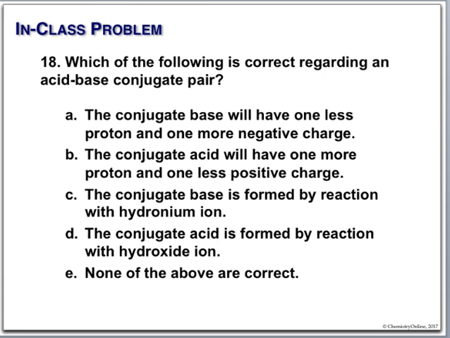Which is correct regarding an acid-base conjugate pair? A: Conjugate base will have one less proton, one more negative charge. B: Acid will have one more proton, one less. C: Conjugate base is formed by reaction with hydronium. D: Conjugate acid is formed by reaction with hydroxide. And of course the dreaded none of the above.